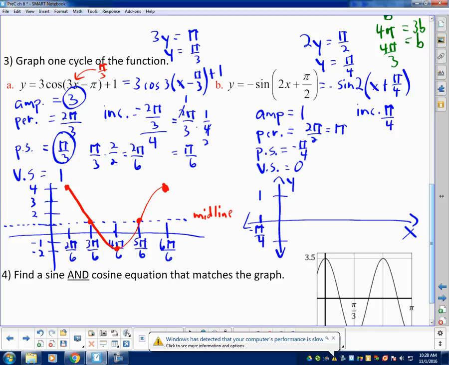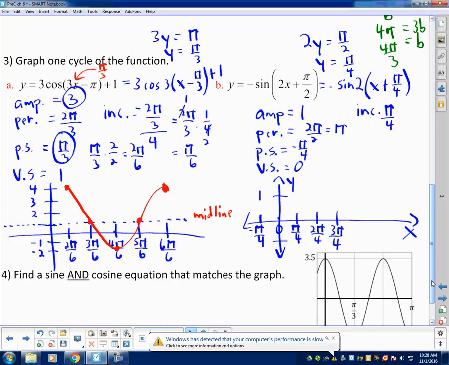So counting by pi over 4, negative pi over 4 plus pi over 4 would put me at 0. And then pi over 4. And then 2 pi over 4. So I've gone 1, 2, 3. Got to go one more. So I go up to 3 pi over 4. So my cycle will end at 3 pi over 4.